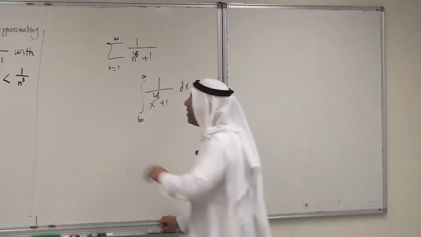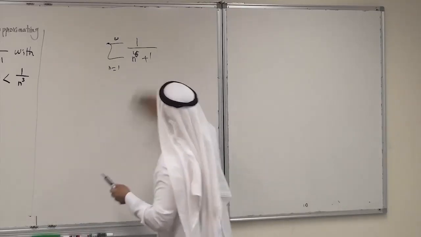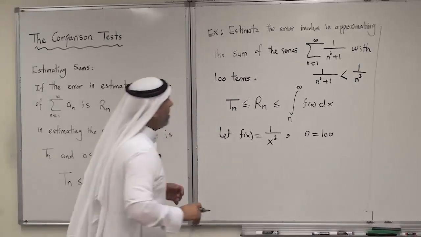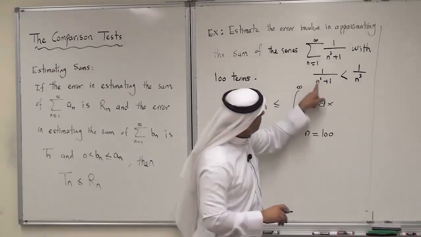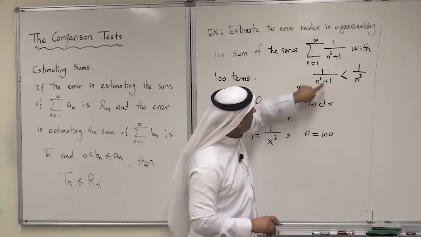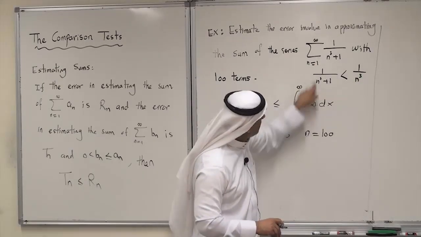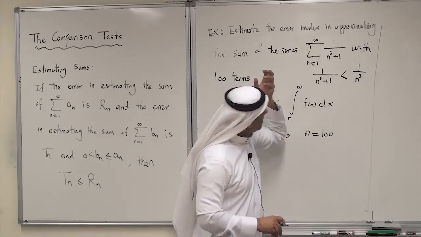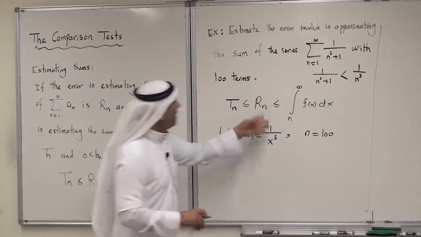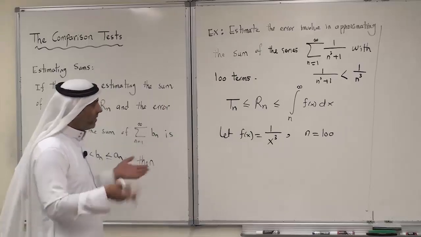So what should we do? We compare it with something else that is easy to calculate. And that's exactly what we did here. We compare 1 over n cubed plus 1 with 1 over n cubed. We know that this is less than this. So the error involved in adding only the first 100 terms of this series is less than the error of evaluating only the 100 terms from that series. And that's the formula we used before to have the answer.